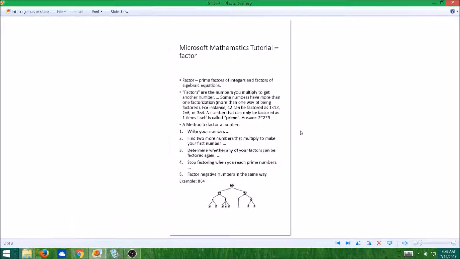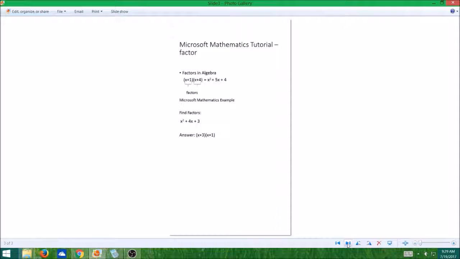Now the factor button also has another application in algebra. It's pretty powerful, it'll allow you to factor algebraic equations. So if we take the quadratic expression x squared plus 5x plus 4, if we factor that out, that's the product of x plus 1 times the quantity x plus 4. So x plus 1 and x plus 4 are the algebraic factors of the quadratic x squared plus 5x plus 4. We can do that as an example and see what it gives us.